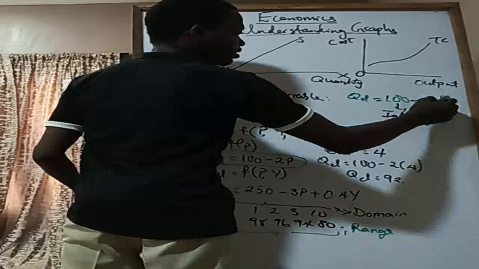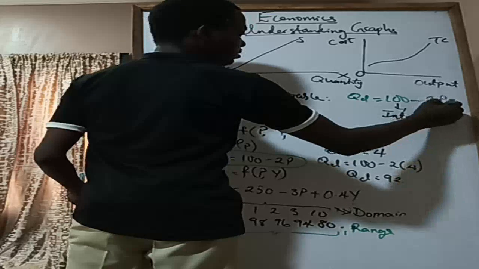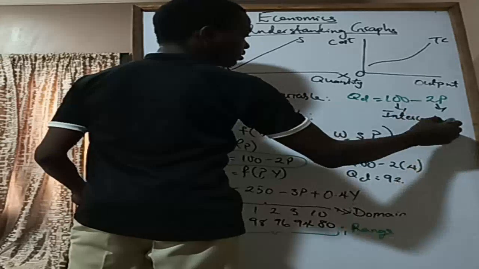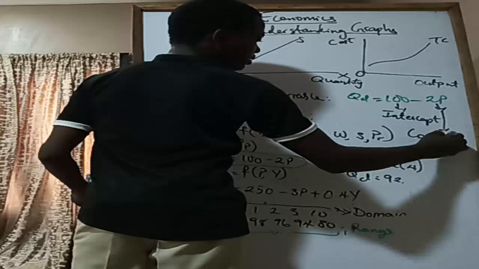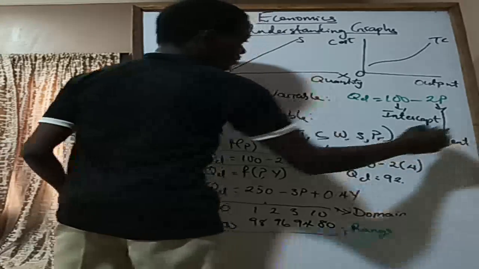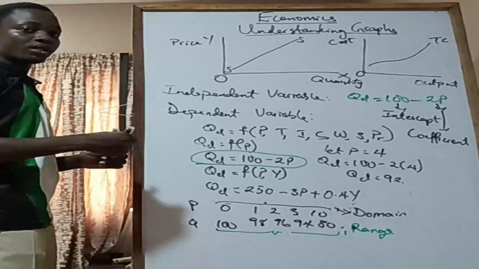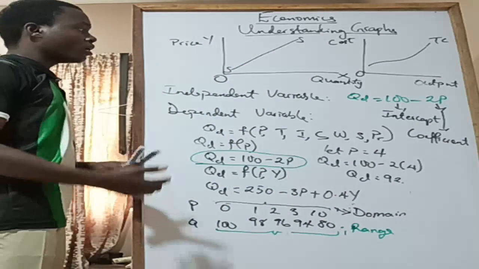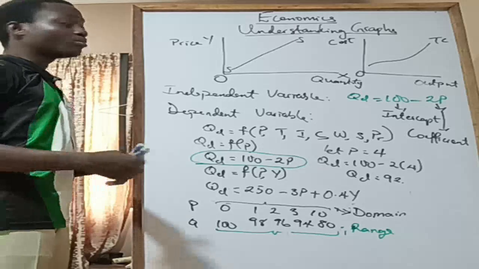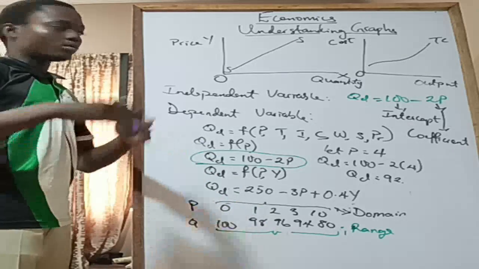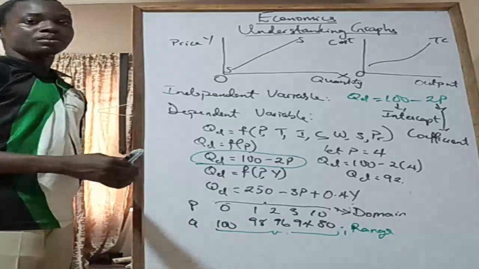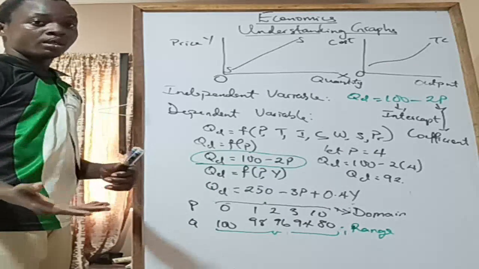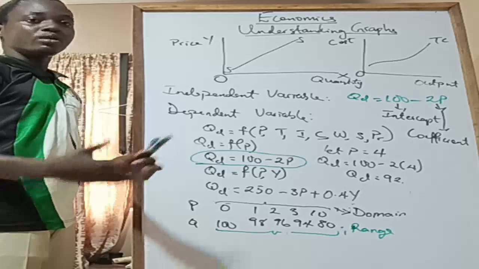And then this 2 that you have in this place is called the coefficient. Coefficient is a number beside a variable, right? So whether it is beside a dependent variable or beside the independent variable. So just note that. Then 100 is the intercept. It is also called the constant term. Why do we call it the constant term?